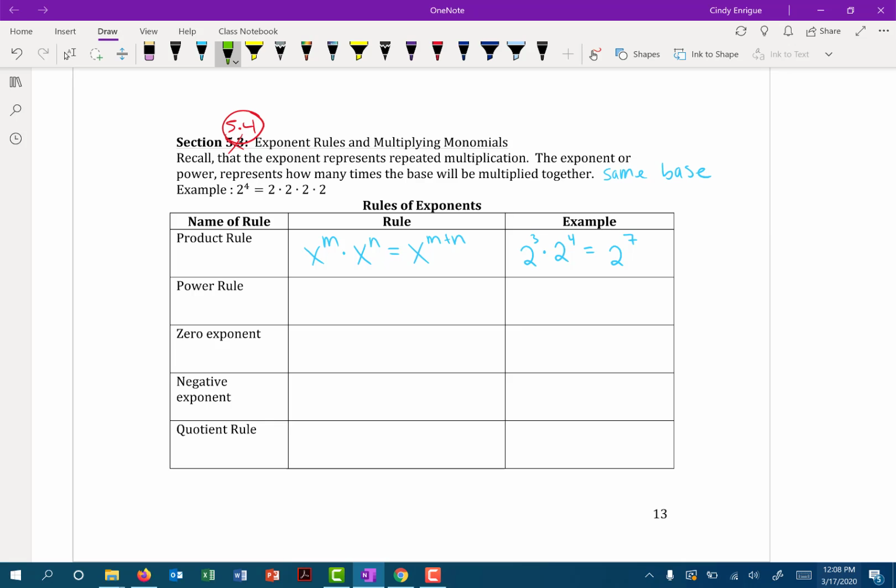For our next one, our power rule, we have x to the m being raised to the n power, then what you do is you actually multiply those powers together. For example, if I have 2 to the third power, all to the fourth power, then I'm going to multiply that 3 times 4 to give me 12. So now it's 2 to the 12th power.